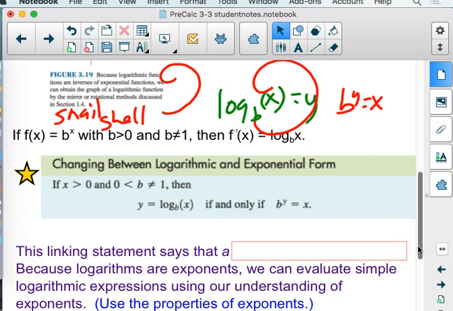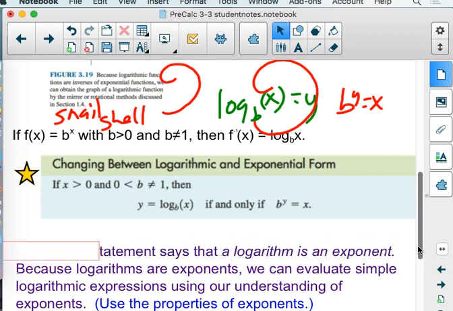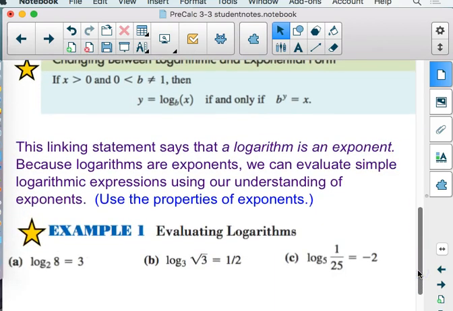So, nice little snail shell. That linking statement says that a logarithm is an exponent. So what that tells us is logarithms and exponents are in the same classification, and that means the rules that work for exponents also work for logarithms. They have to, because if we're going to use them as inverses, they have to follow the same rules. Because logarithms are exponents, we can evaluate simple logarithmic expressions using our understanding of exponents.